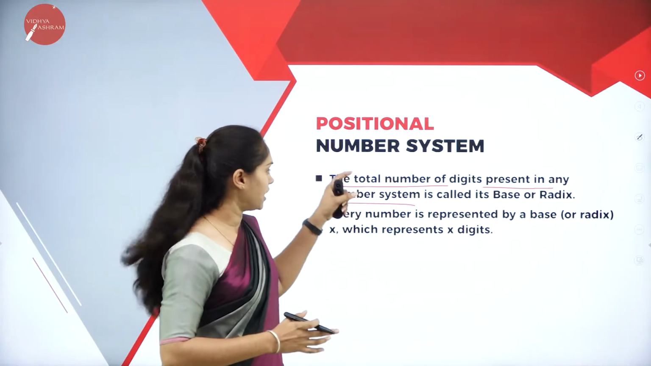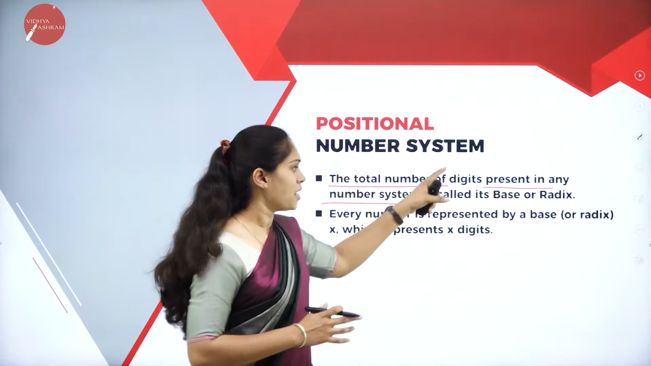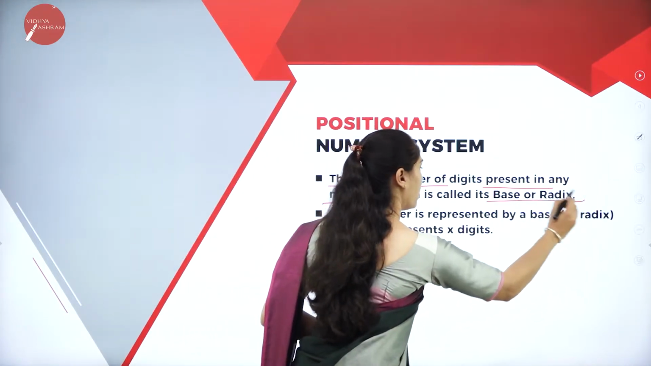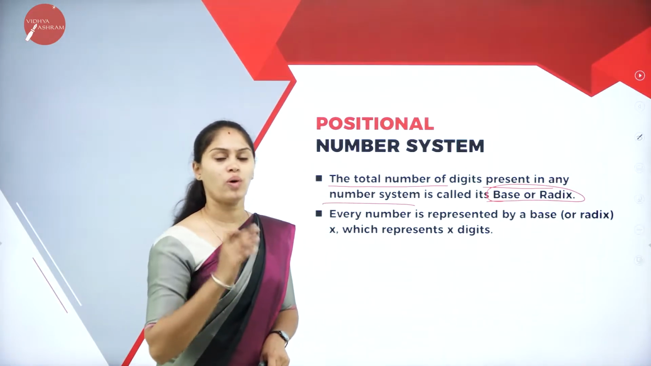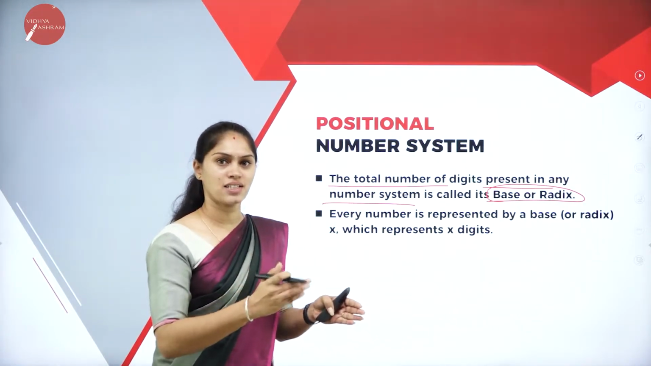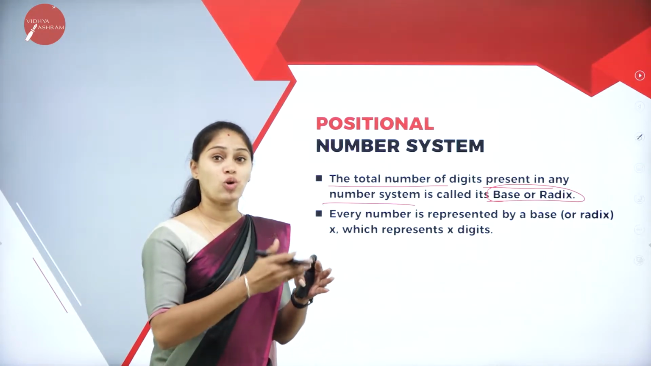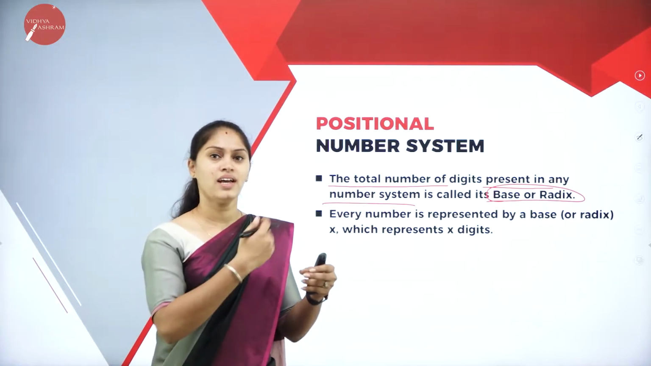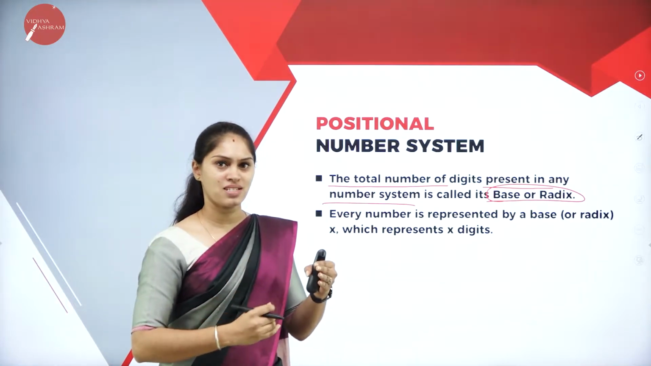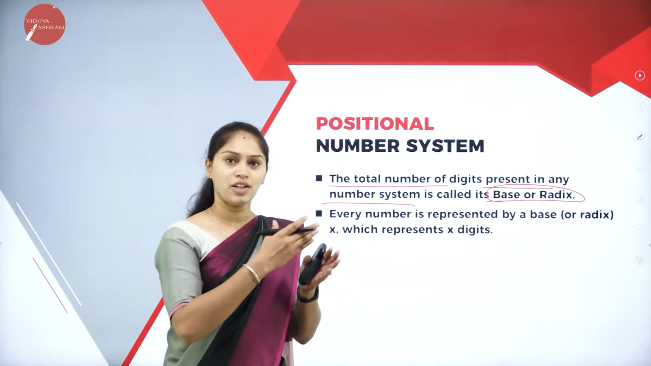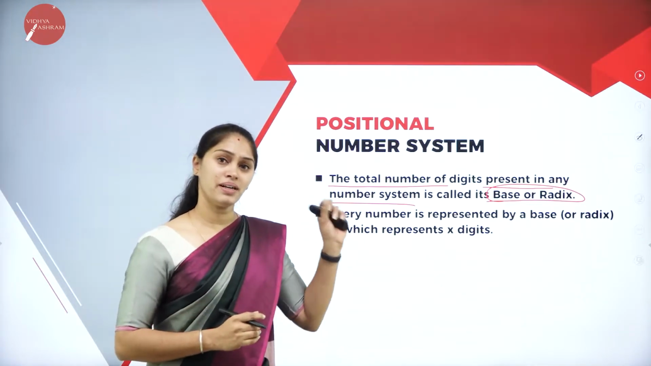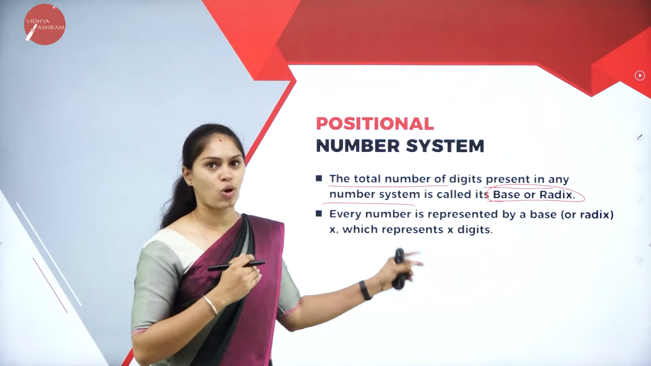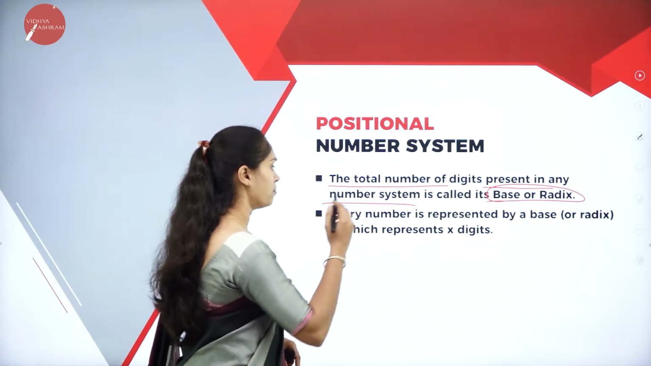So the total number of digits present in any number system, we are going to call that base or radix. Very, very important question for 1 mark: what is base or radix? Base or radix is nothing but the total number of digits present in a particular type of number system. I am going to explain the base or radix of each type of number system. But the total number of digits present in a particular type of number system, we are going to call that a base or radix.